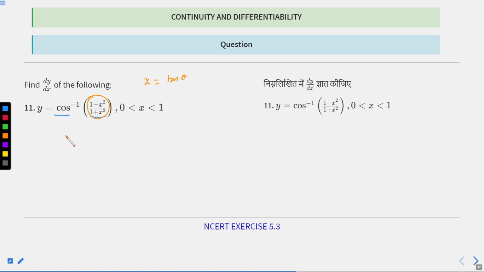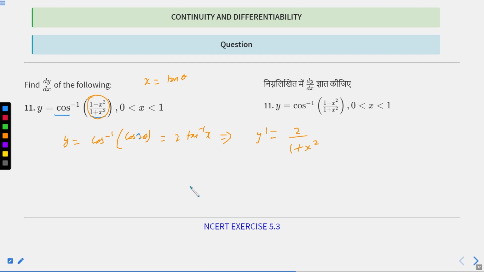That's why. So this will be y is equals to cos inverse of cos 2 theta. So this will become 2 theta. This will become 2 tan inverse x. Now the derivative, y prime, will be 2 divided by 1 plus x square. Very simple. See how quickly we got our answer. Simple. So in this manner you will get your answer.